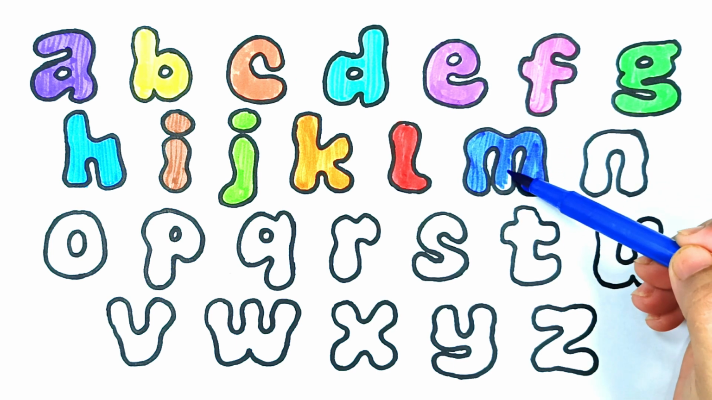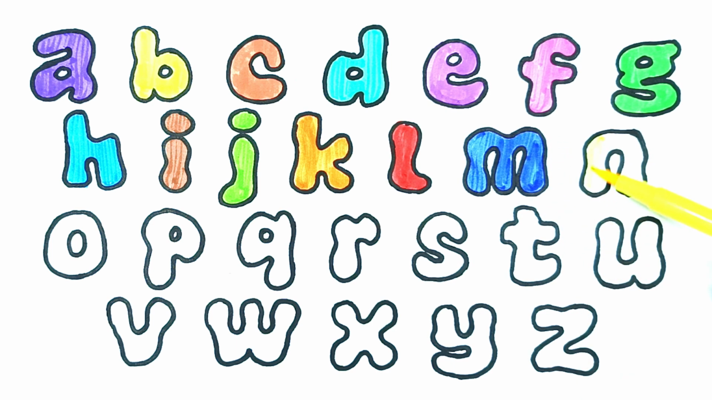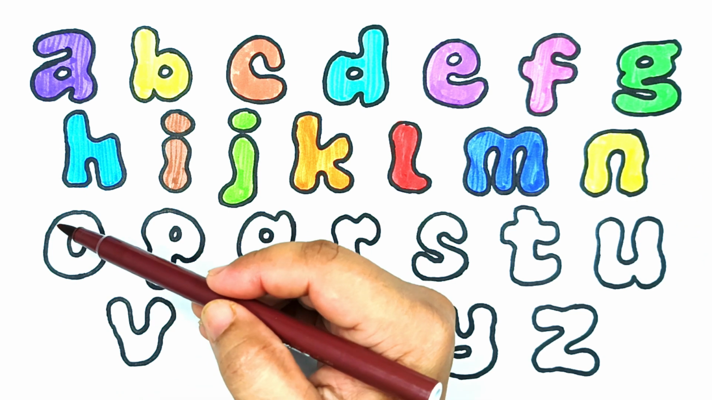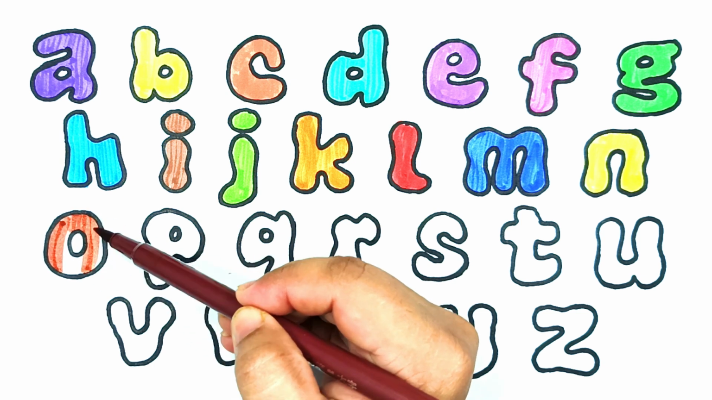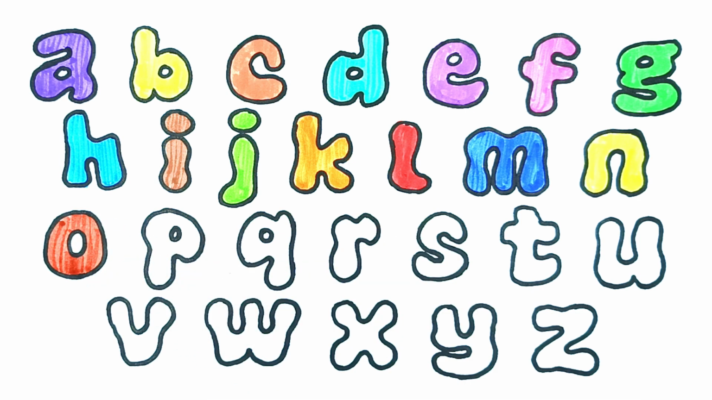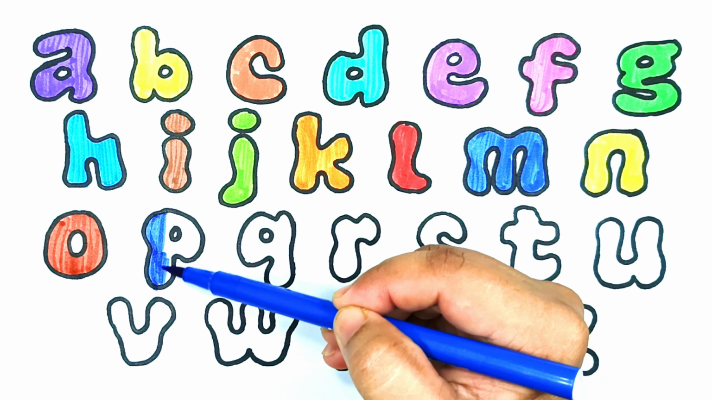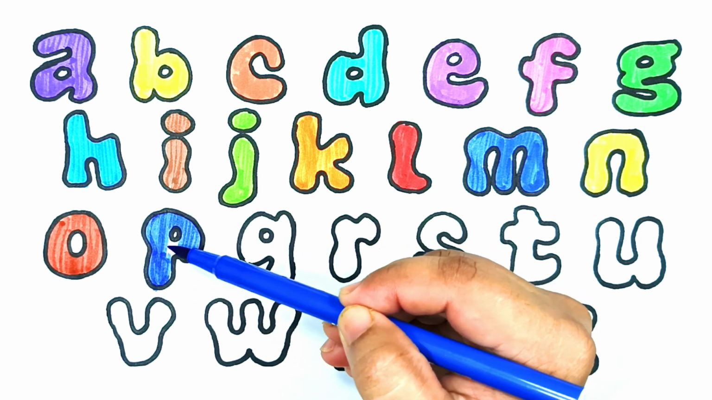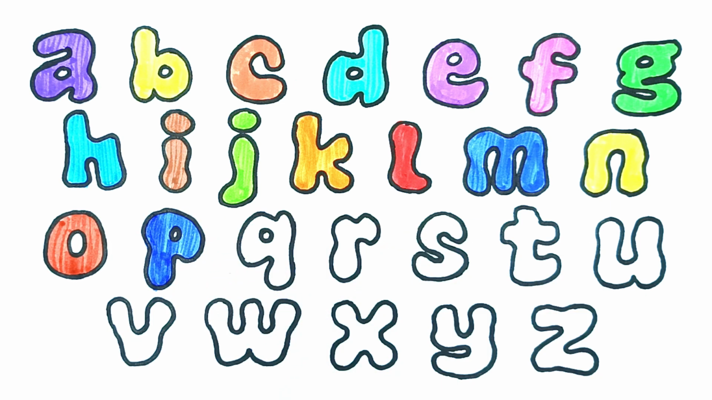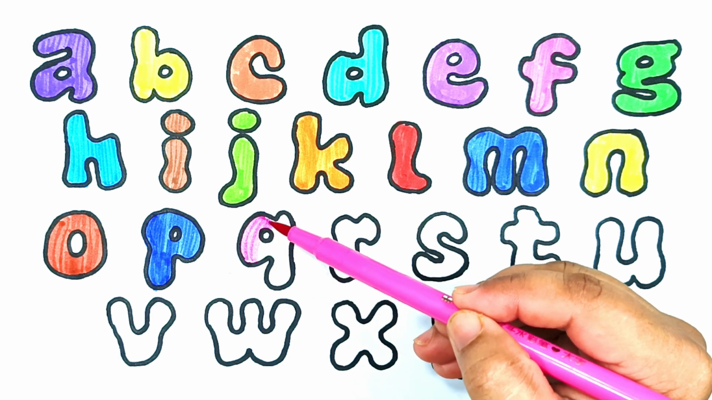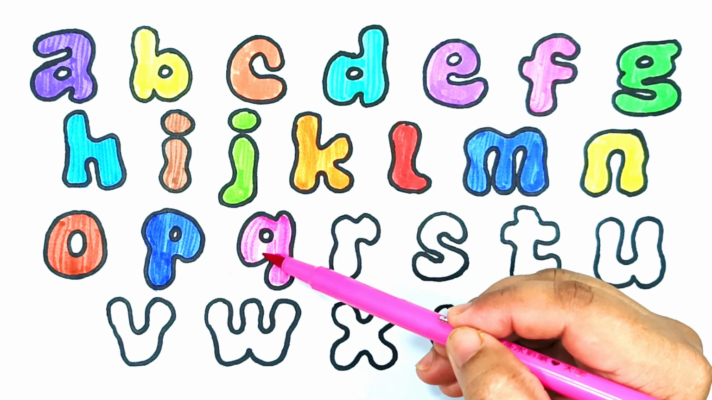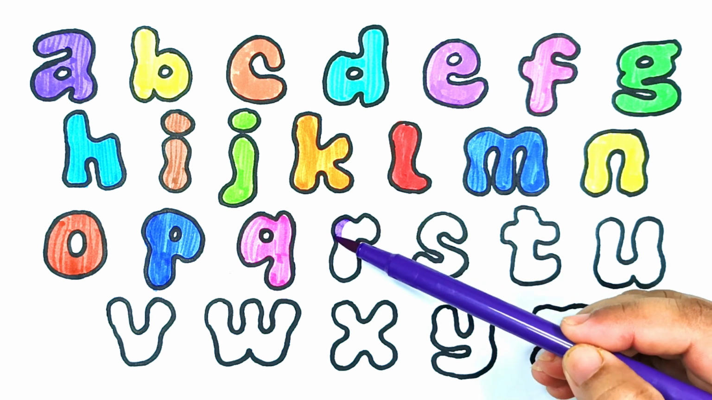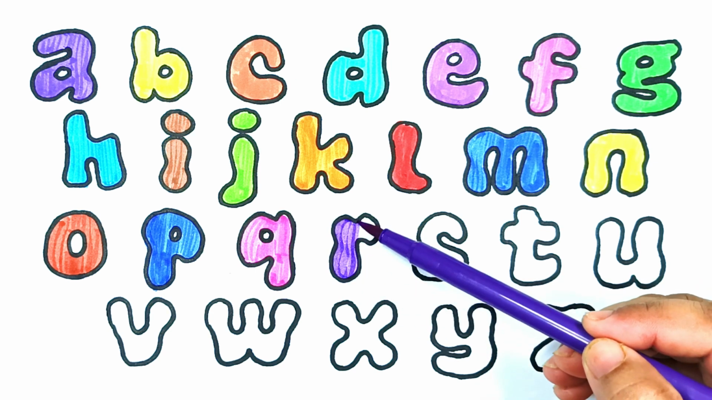M is for mango. N is for numbat. O is for onion. P is for penguin. Q is for queen. R is for ring.